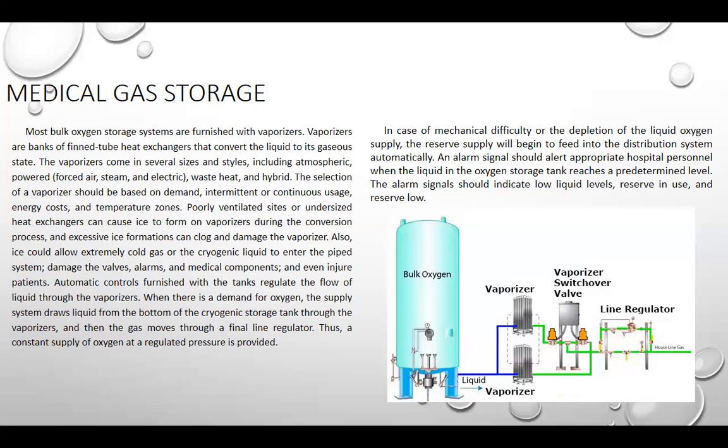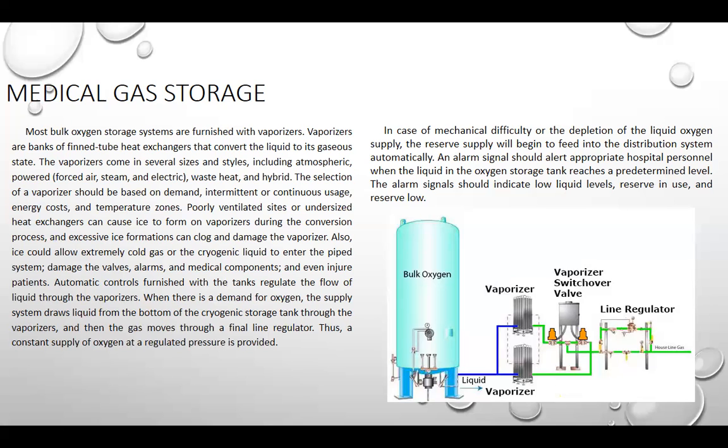Automatic controls furnished with the tank regulate the flow of liquid through the vaporizer. When there is a demand for oxygen, the supply system draws liquid from the bottom of the cryogenic storage tank to the vaporizer, and then the gas moves to the final line regulator. Thus, a constant supply of oxygen at a regulated pressure is provided.